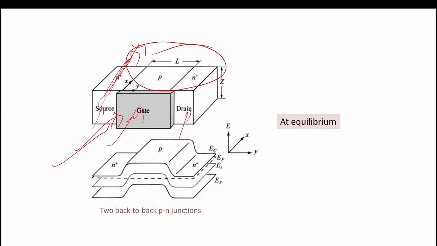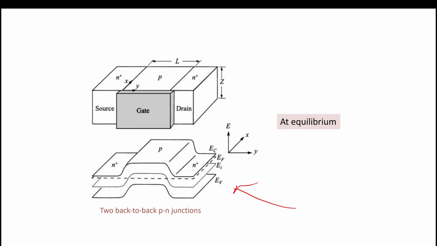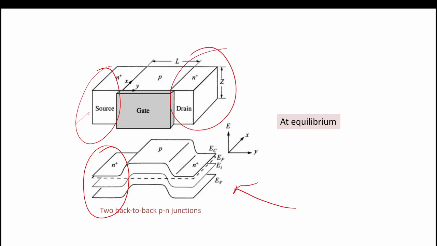So this is the band diagram. This is the band diagram when we haven't done anything, we haven't applied the gate voltage. This region is N type, this region is N type. And this region is P type. We haven't applied any voltage till now.